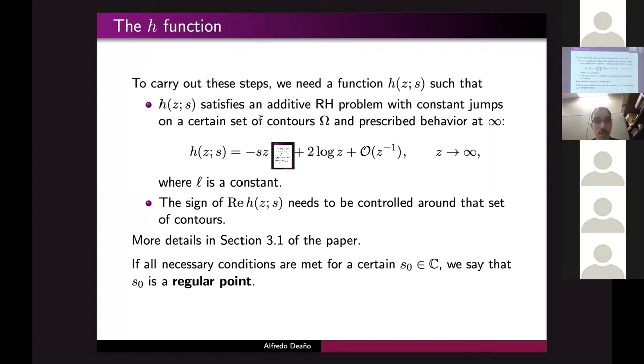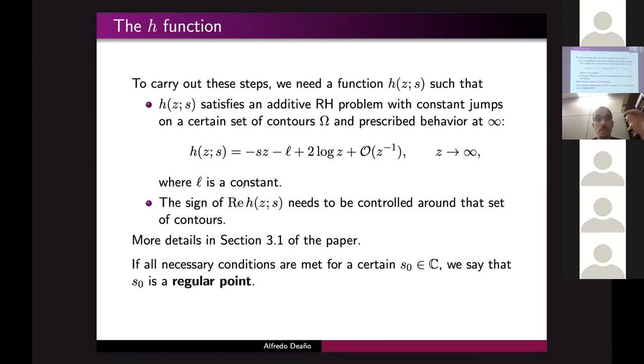So this H function satisfies an additive Riemann-Hilbert problem with constant jumps on a certain set of contours omega. You have a prescribed behavior at infinity, and you also need to control the real part of this function around that set of contours. This is so that when you open lenses, the jumps become exponentially close to identity instead of blowing up.